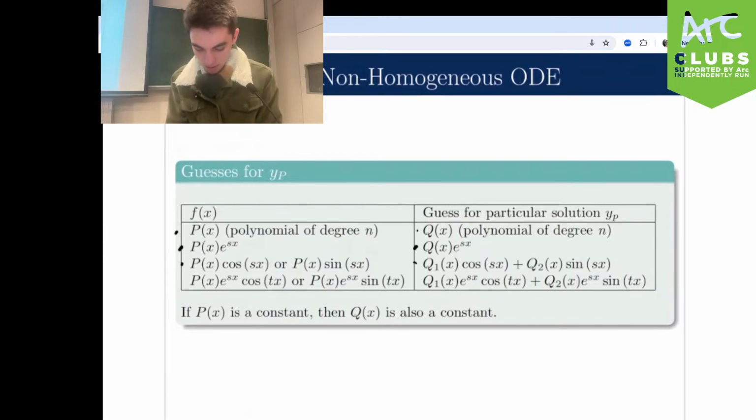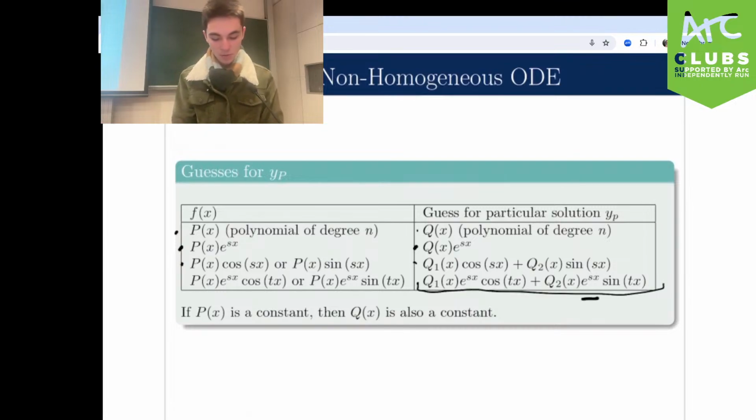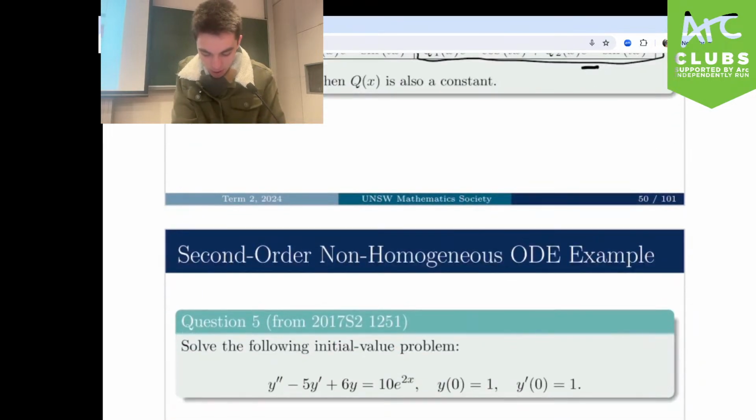And this is the last case, if we've got all three of them, a polynomial and an exponential and a trigonometric function in there, then your guess should be basically the previous one, but also multiplied by an exponential. Okay, so let's see this applied.